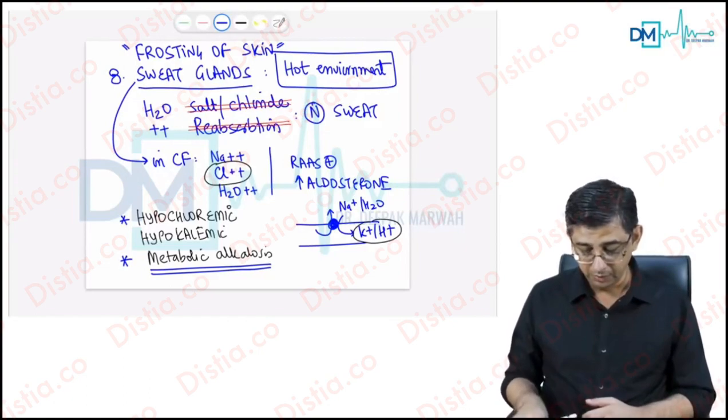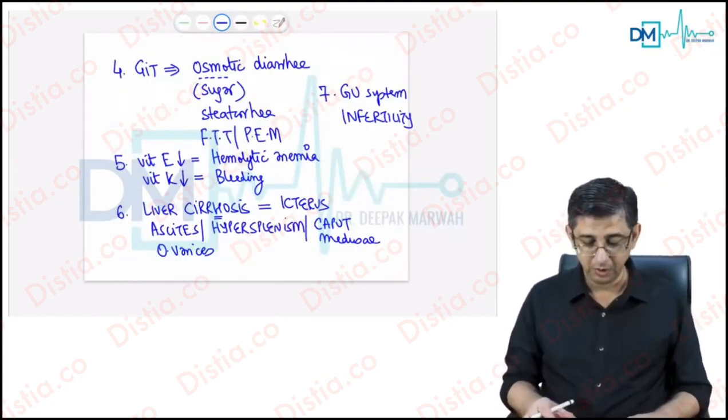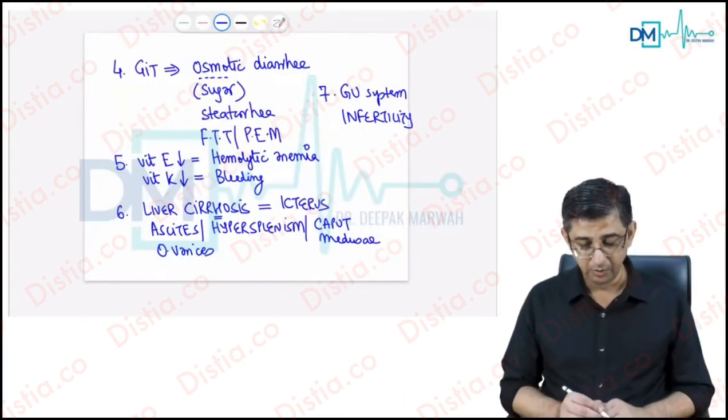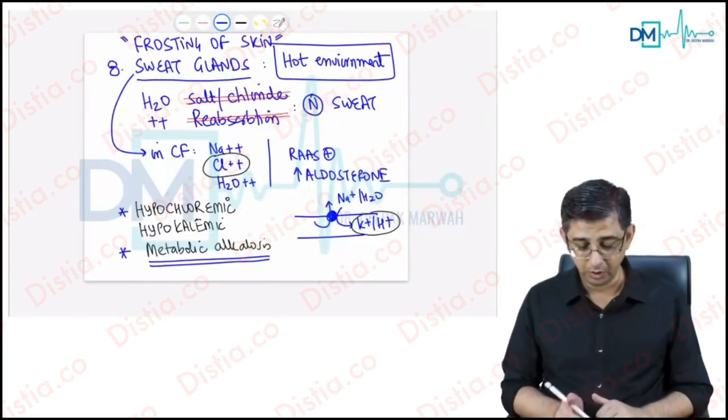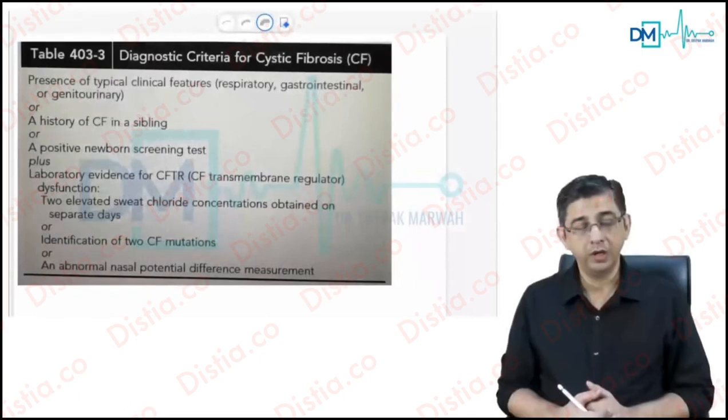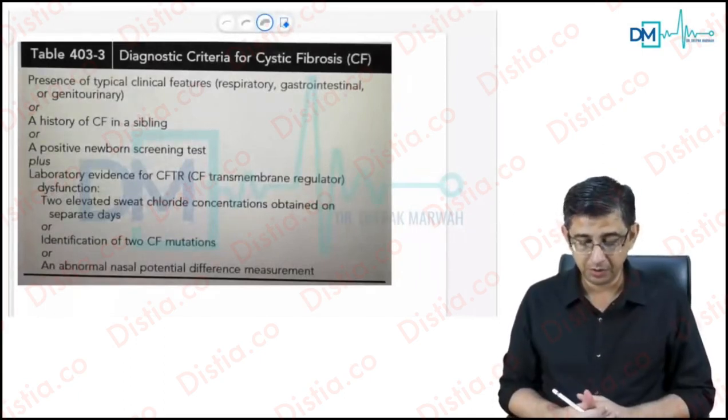Therefore, once we have identified these patients on clinical grounds, that is a combination of lung involvement, GI involvement, then steatorrhea, malabsorption syndrome, cirrhosis in the liver, genitourinary involvement in these patients could be in the form of infertility, as has been explained. So let us now summarize the diagnostic criteria for cystic fibrosis.